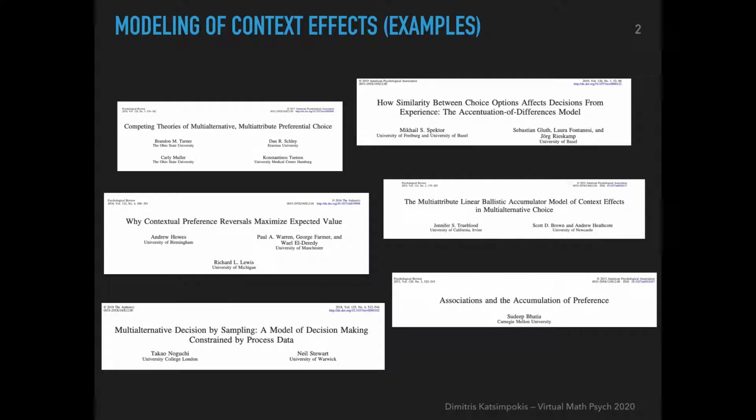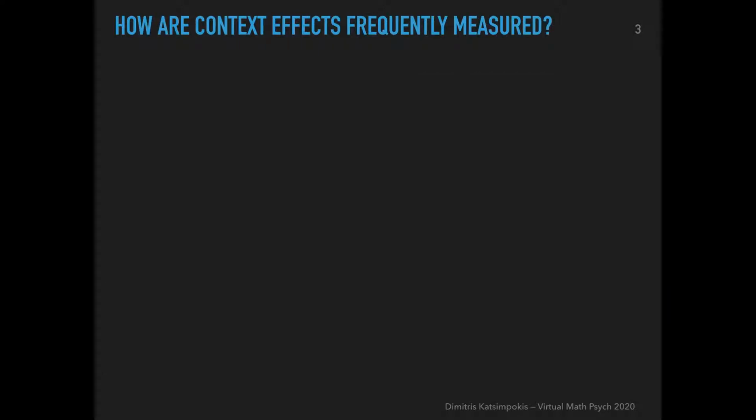In the last decade, there has been a development of cognitive models that have formulated different explanations for context effects. Here you can see some examples of that. Nevertheless, in spite of this fruitful development, less attention has been paid to the methodological aspects of context effects. My goal in this presentation is to make a contribution to this aspect by introducing a robust Bayesian test for these effects.